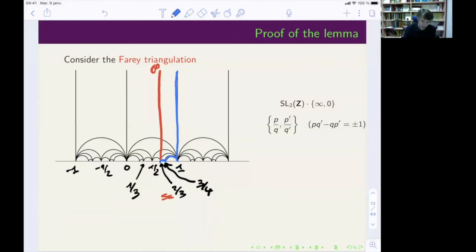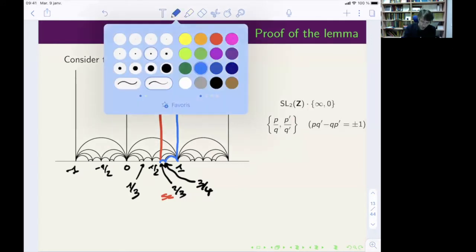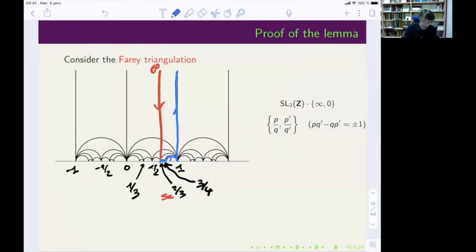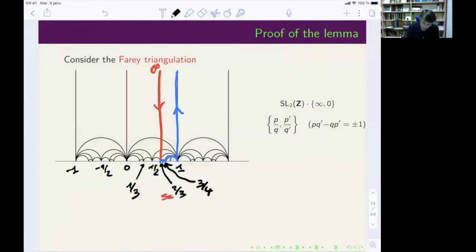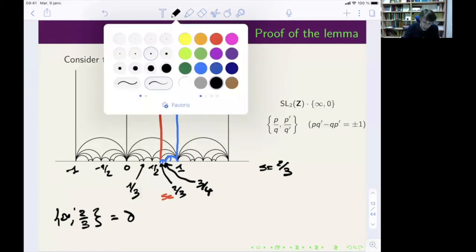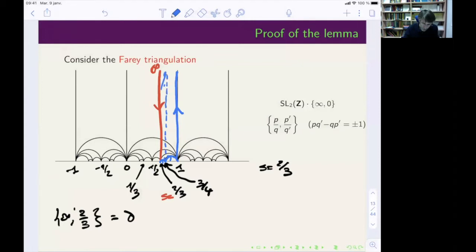And so in the end, this modular symbol that goes from infinity to s equal 2/3 decomposes as a sum of three modular symbols. Namely, what we get is that the modular symbol from infinity to 2/3 is equal to the boundary of two triangles. Let me write the two triangles. The first one is here, and the other one is adjacent, is here.